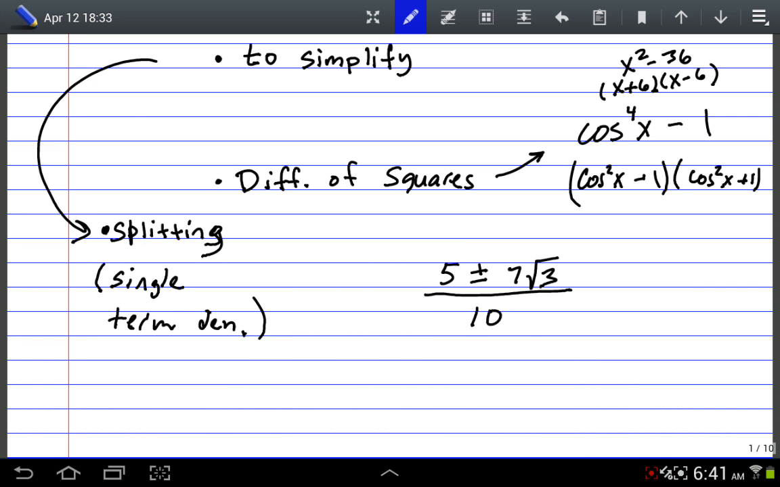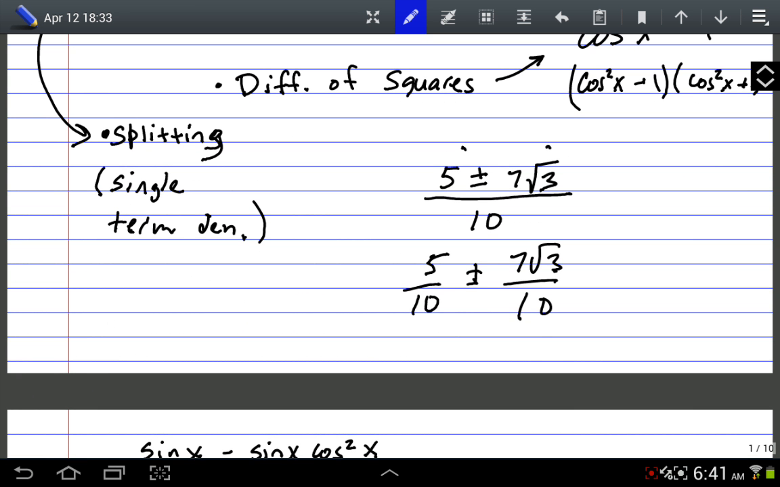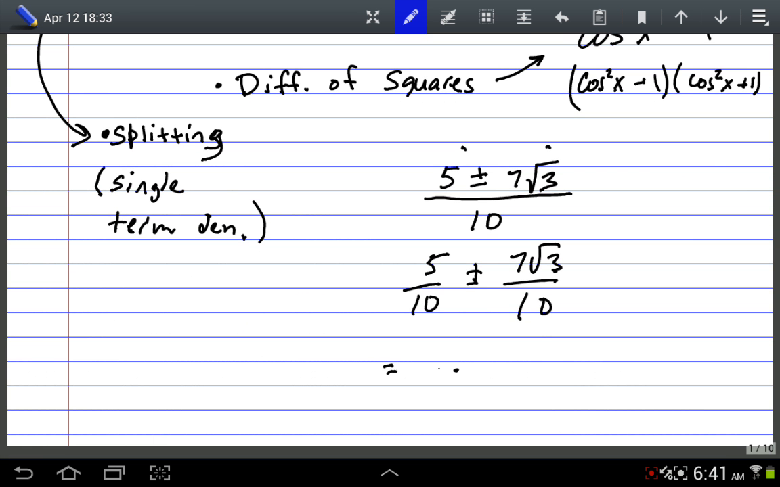Okay, so splitting means that I'm going to take these 2 terms, instead of writing as one big fraction, we can write it as 2 smaller fractions. So when we split this, we could get 5/10 plus or minus 7 square root of 3 over 10. All right, does that make sense there? Now, can I reduce the 5/10? Is it legal now? Yeah, because it's now just a single fraction. So now I could write that as 1/2 plus or minus 7 square root of 3 over 10.